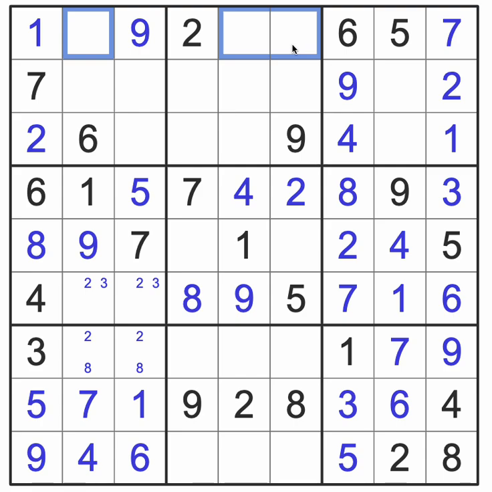And now these cells will be 3, 4, 8. Here's 4 that blocks this cell. This 4 blocks. So 4 blocks here, 4 blocks here. That gives me 4 here.